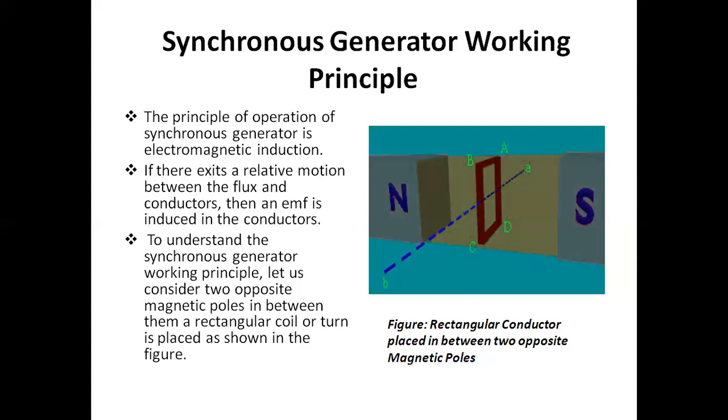To understand the synchronous generator working principle, let us consider two opposite magnetic poles, north and south poles. In between them, a rectangular coil, that is the ABCD coil, is placed as shown in this figure.